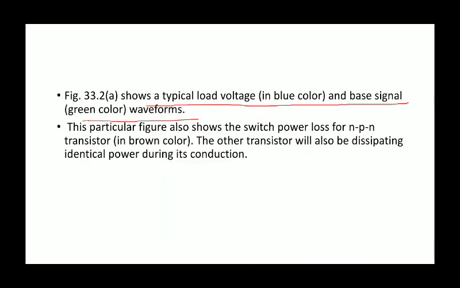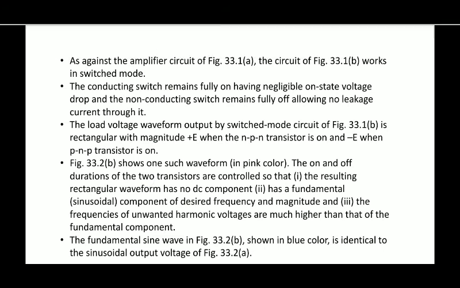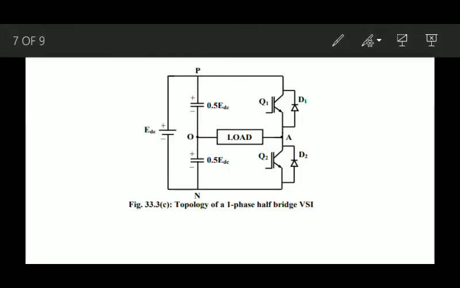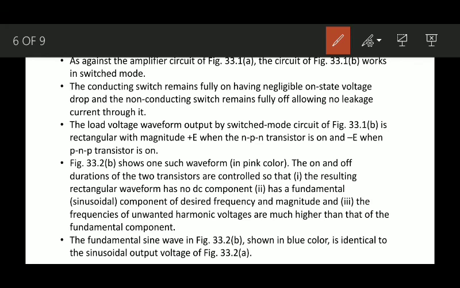The particular figure shows that the switching power loss of the NPN transistor is greater, and more power is dissipated during conduction. Now we will study the second figure. Compared with amplifier circuit A, figure B works in switch mode. The conducting switch remains fully on, having negligible on-voltage drop, and the non-conducting switch remains fully off with no leakage current.